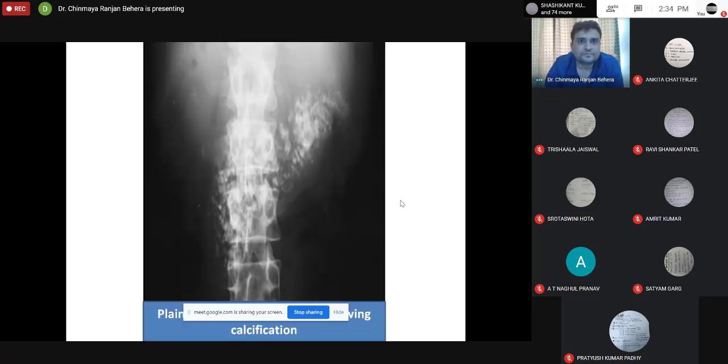Now coming to what you see here: multiple calcifications seen, going from the right side to the left side.